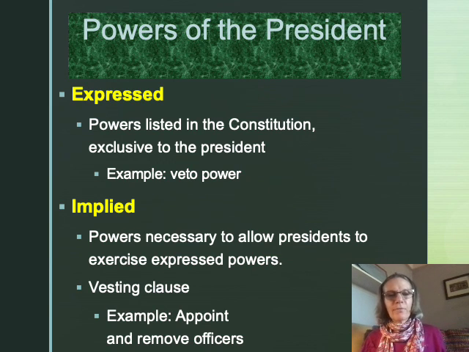An example of that is that the president has the expressed power to appoint federal officers, justices, and members of the executive branch, like the Secretary of State. But there's nothing in there that says they can remove those officers. Well, it's implied, right? Because executive power is vested in the president, they have the power to appoint, so it's implied that they have the power to remove officers as well.